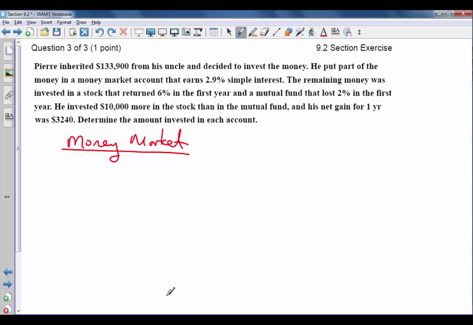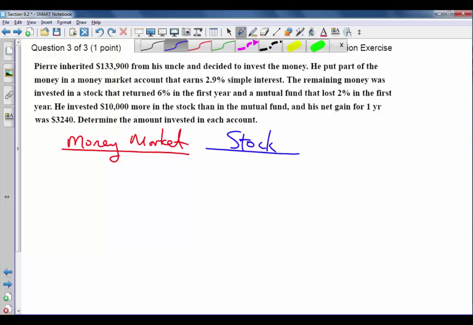Okay. And another part of the money goes into where? Where does he invest? Stocks. Stock market. And the third part, what a coincidence. Money splits in 3 ways, not 4 or 2. Why do you think? Because we have X, Y, Z's in this section, right? 3 ways. Okay, the third one is a mutual fund. But this one is losing 2% interest.